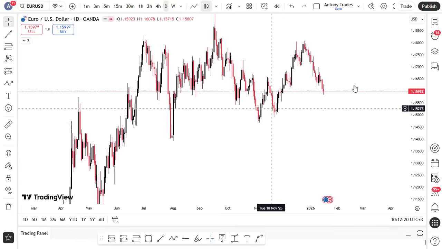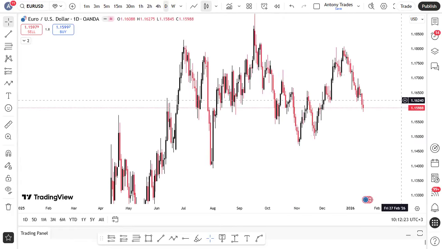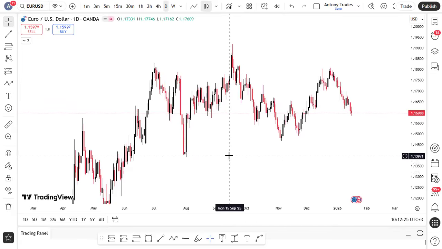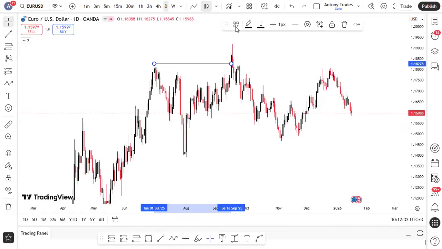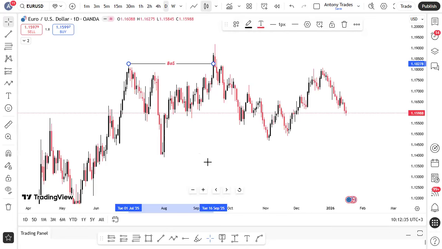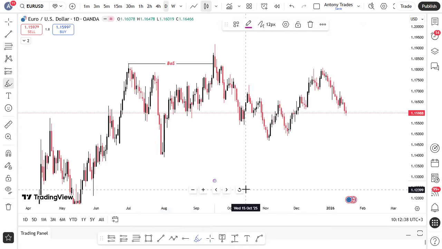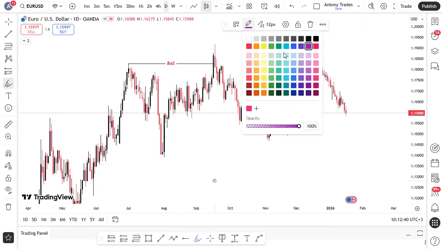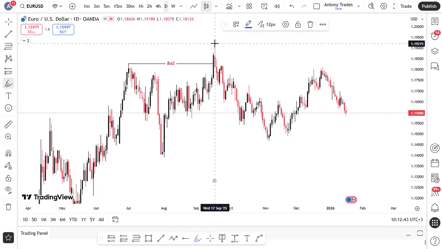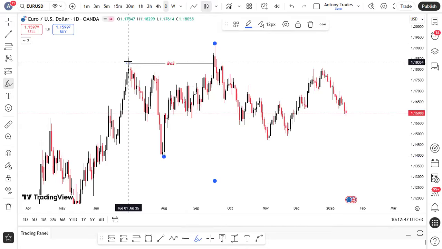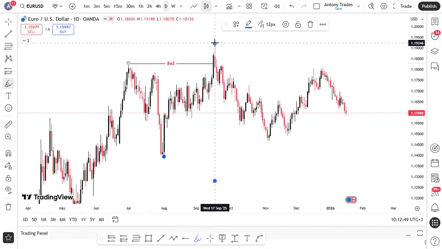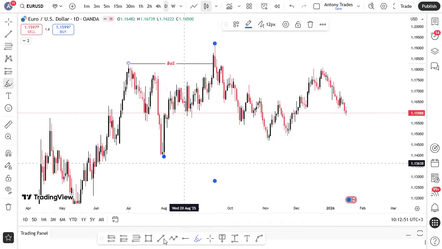So what do we have here on the daily time frame? We can see very clearly this is our last break of structure. Very nice. That means, let me use our swing high and swing low. We have that swing low, then you have the swing high. So this is our dealing range.